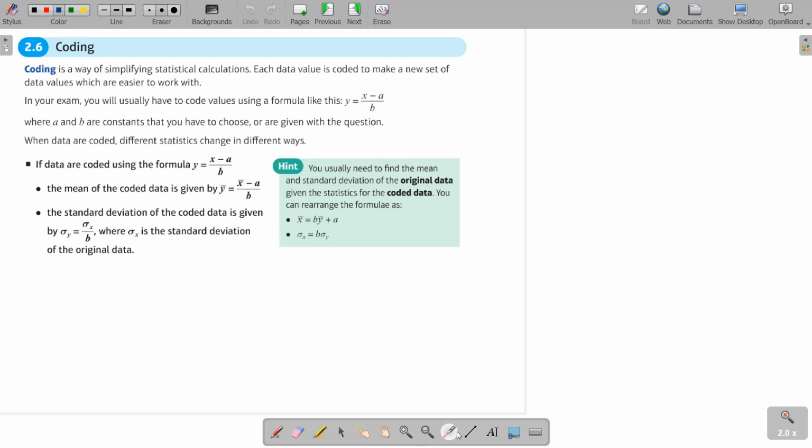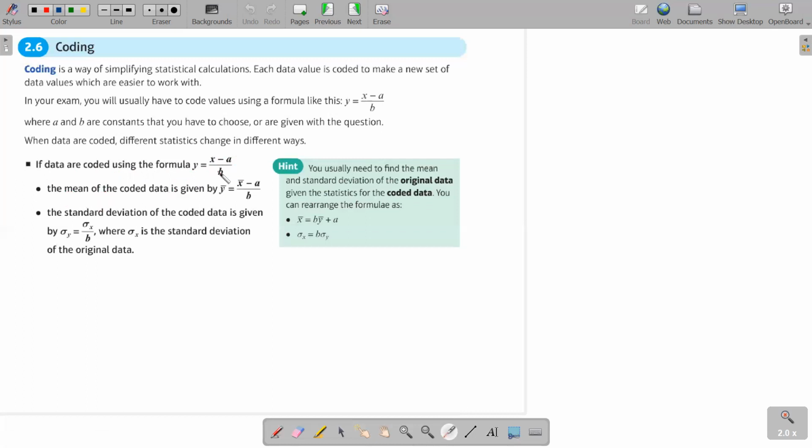Now we are going to learn about several types of coding. In S1, there are several types of coding that we use. Look at these types. If the data are coded using the formula y equals x minus a over b, can you see what they're doing here? Your x value is the original data value. You're subtracting a constant and also dividing. The moment you subtract and divide, the value is going to become really small. That's the whole point, right?